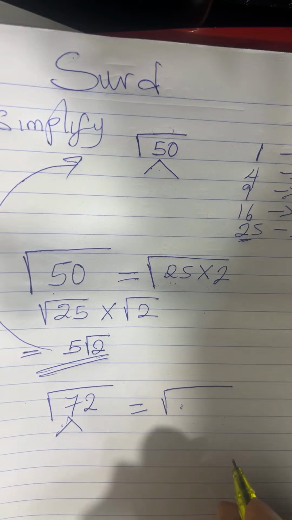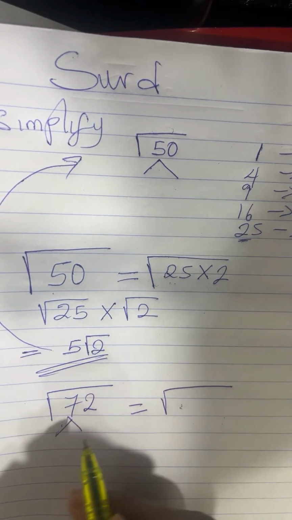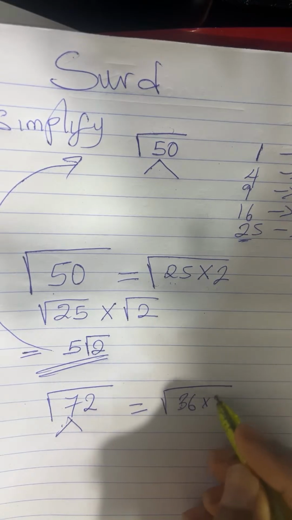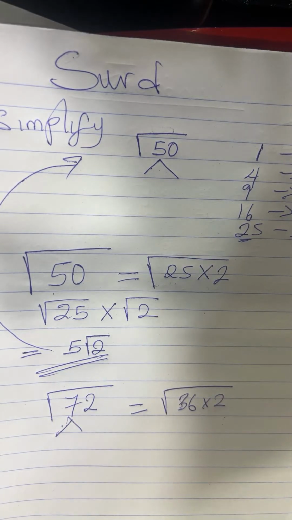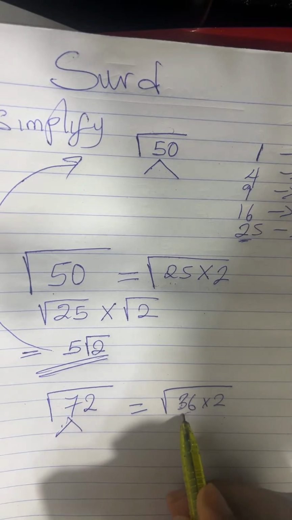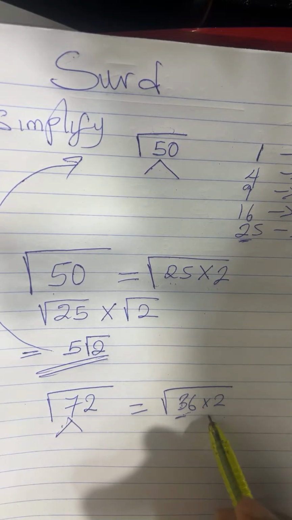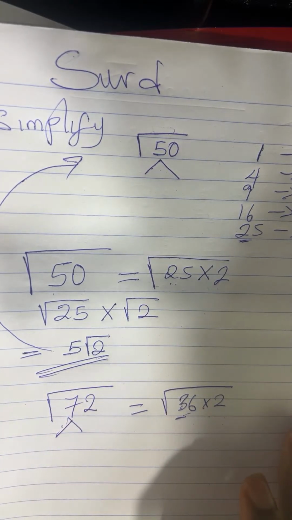Okay, correct. You said 3 root 6. Let's check. When you multiply 36 by 2, what do you get? It's 72, right? But what you have to observe here is that 36 is a perfect square. 2 is not a perfect square. So this is the best option to do this.